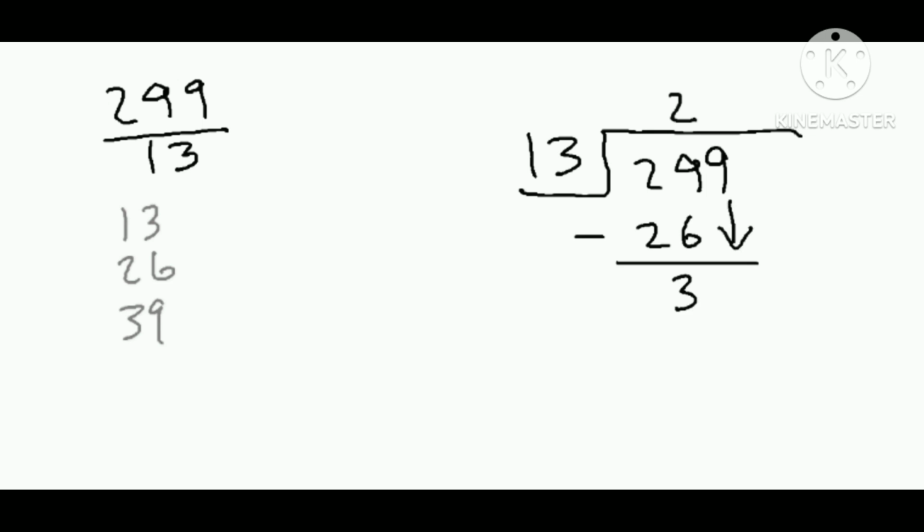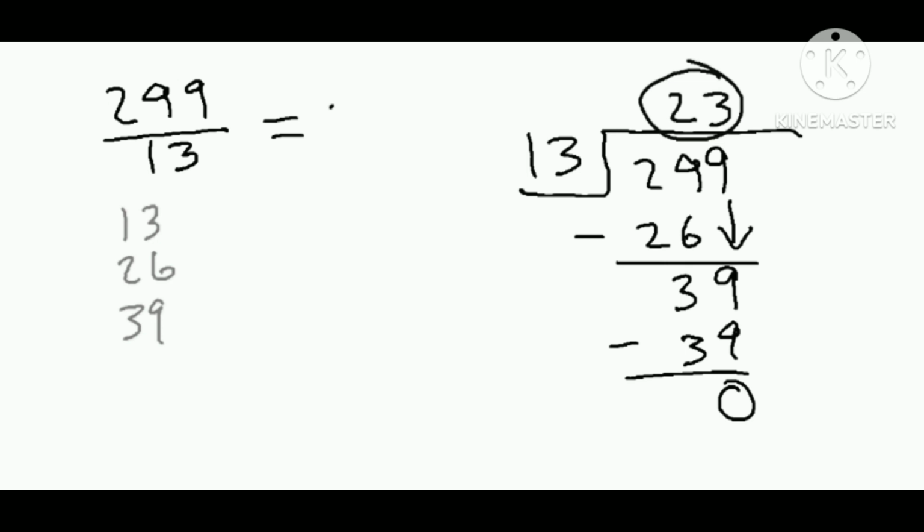And then we need to bring down a 9. So how many times does 13 go into 39? We know it's 3 times, because 3 times 13 is 39. And so we have a remainder of 0. Therefore, 299 divided by 13 is equal to 23. So that's how you can divide two numbers using long division.